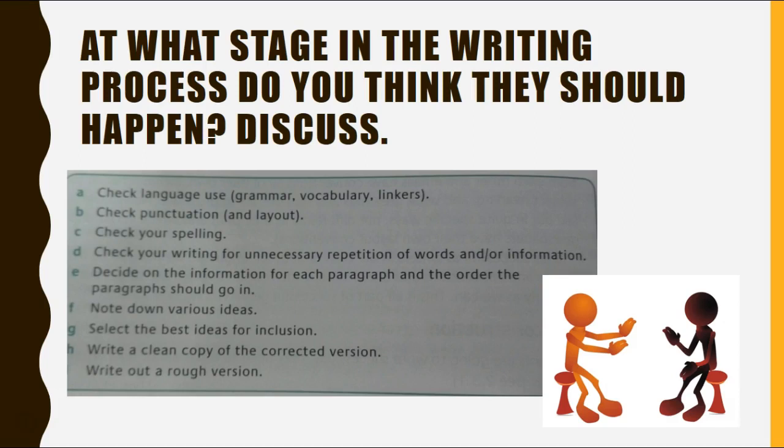Check your spelling. Check your writing for unnecessary repetition of words and or information. Decide on the information for each paragraph and the order the paragraph should go in. Note down various ideas. Select the best ideas for inclusion. Write a clean copy of the corrected version and write a rough version. So when do you think these activities should happen in the writing process? Stop the video, do the activity. We will check it in class.